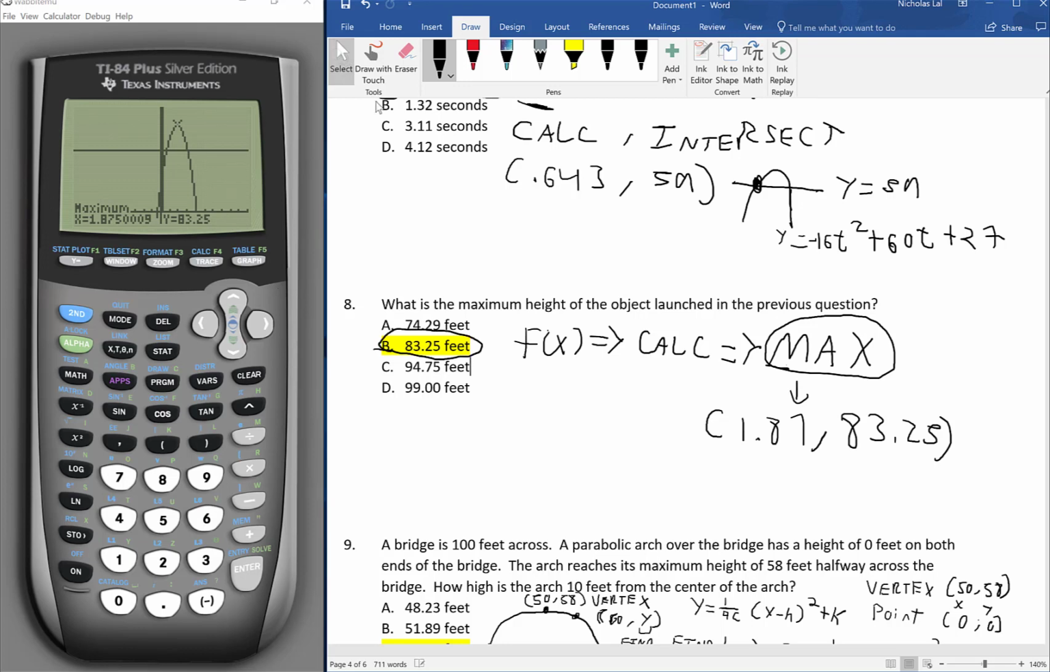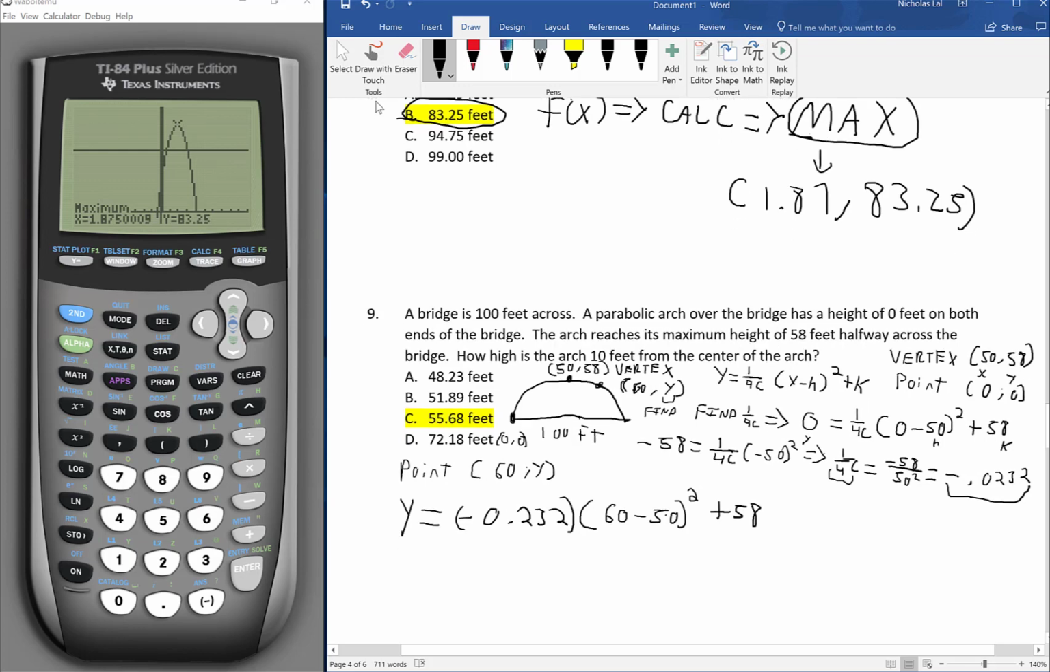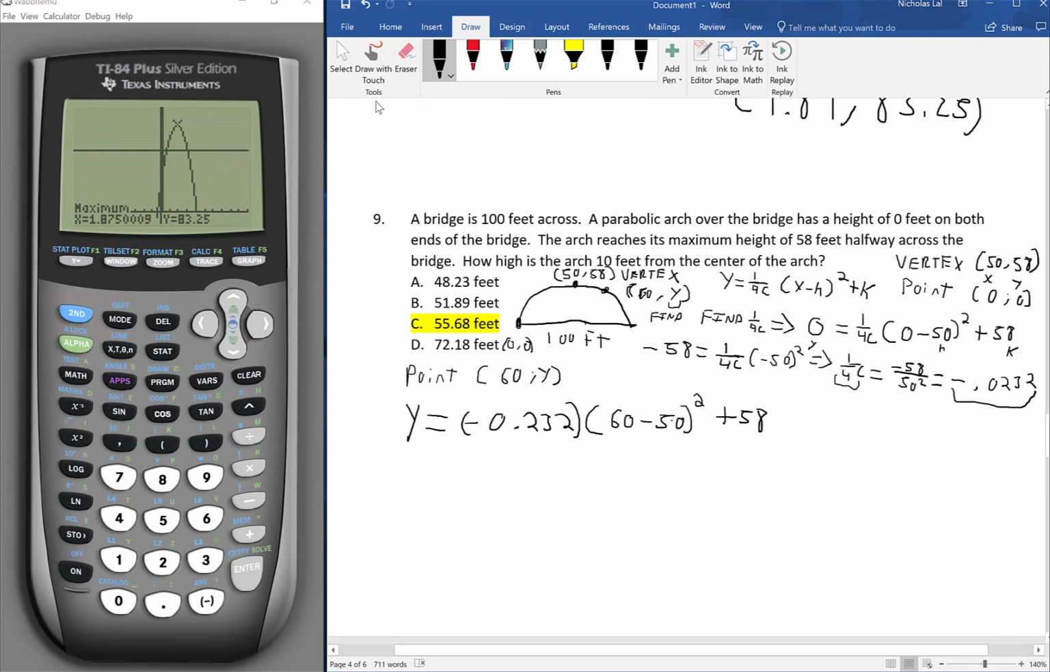All right. For 9, a bridge is 100 feet across, and a parabolic arch over the bridge has a height of 0 feet on both ends of the bridge. The arch reaches a maximum height of 58 feet halfway across the bridge. How high is the arch 10 feet from the center of the arch?